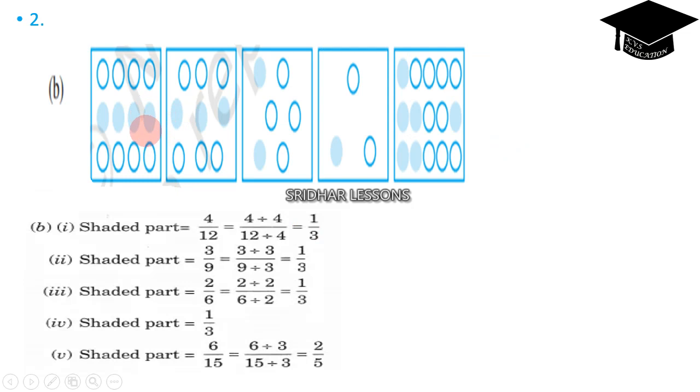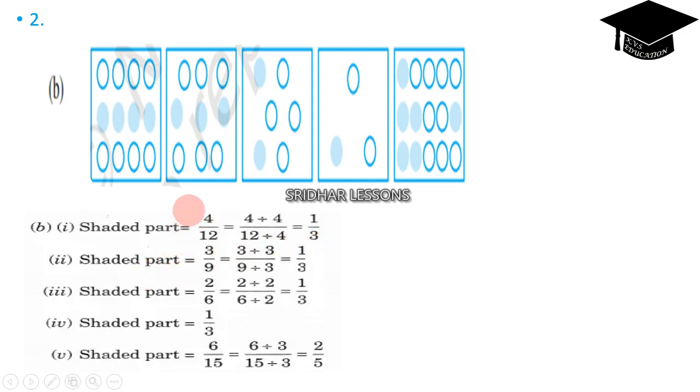Next, see this one. The shaded part: totally there are 1, 2, 3, 4, 5, 6, 7, 8, 9, 10, 11, 12 parts. Out of 12 parts, 4 parts were shaded. So 4 by 12, that is by cancellation, 1 by 3.